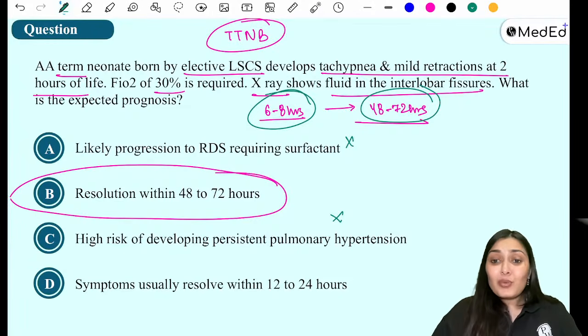For TTNB, just remember these three things. A term baby born via elective cesarean section. No other risk factor should be there. Right? And usually these children don't have a severe respiratory distress. Very rarely they have severe respiratory distress and require extensive ventilation. Most of them settle.